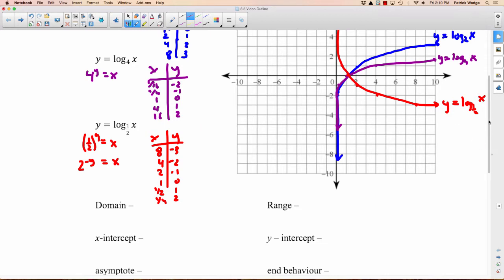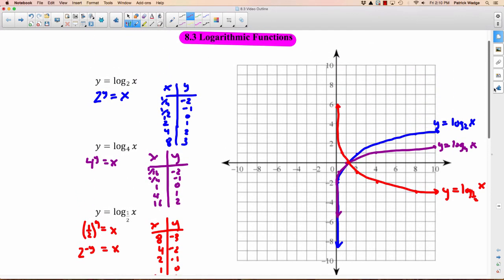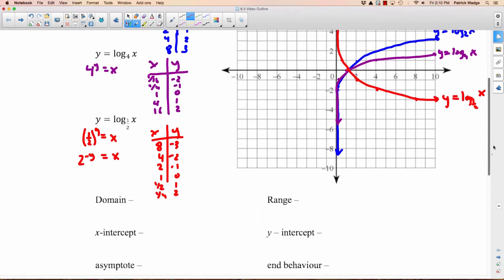Okay, let's summarize. Let's look at the domain of all of these graphs we have there. They all have the same domain, don't they? They all go from 0.